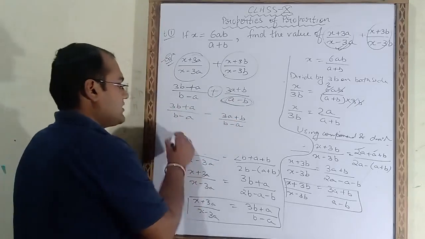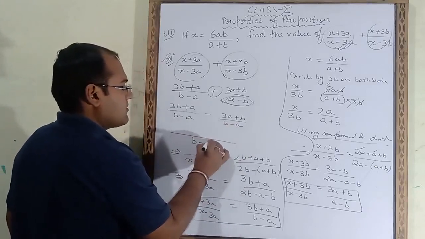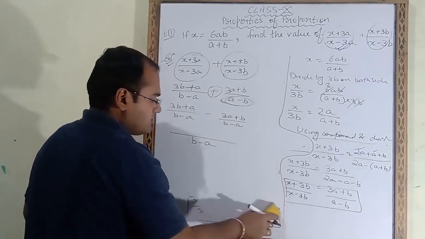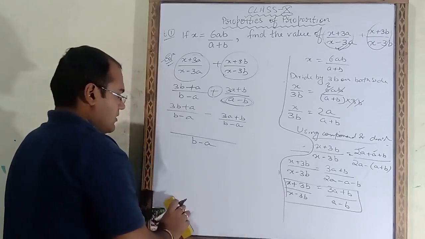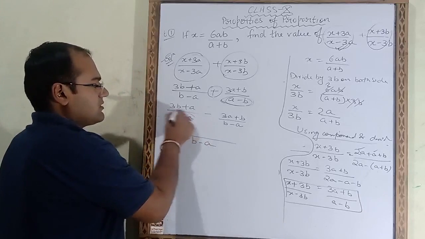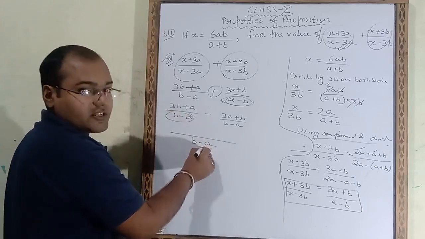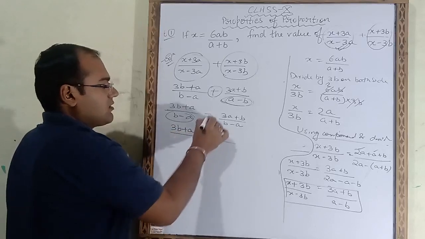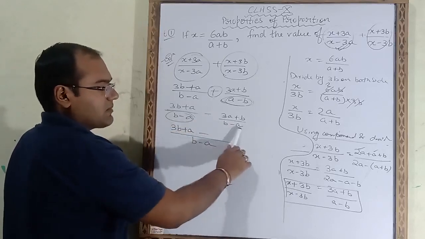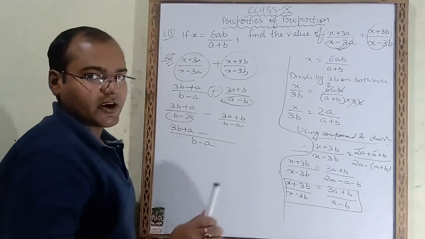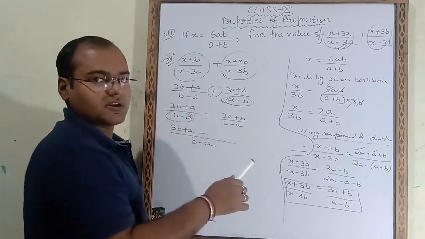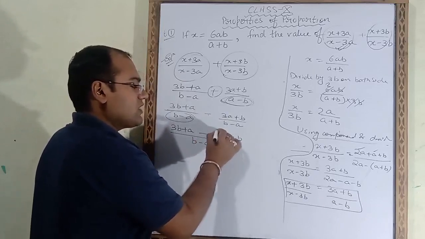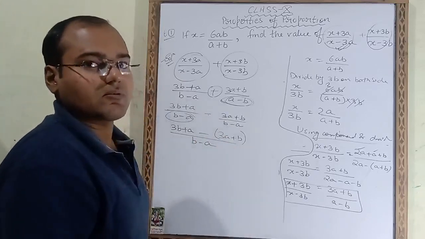Now we will find the LCM. The LCM of b minus a will be b minus a. Now when we solve it, b minus a goes 1 time in b minus a, that 1 into (3b + a). Minus sign will remain as it is. In b minus a, b minus a will come 1 time. That 1 multiplied with 3a plus b, the answer will be 3a plus b. But here the minus sign is coming, so we have to take this 3a plus b inside the bracket.